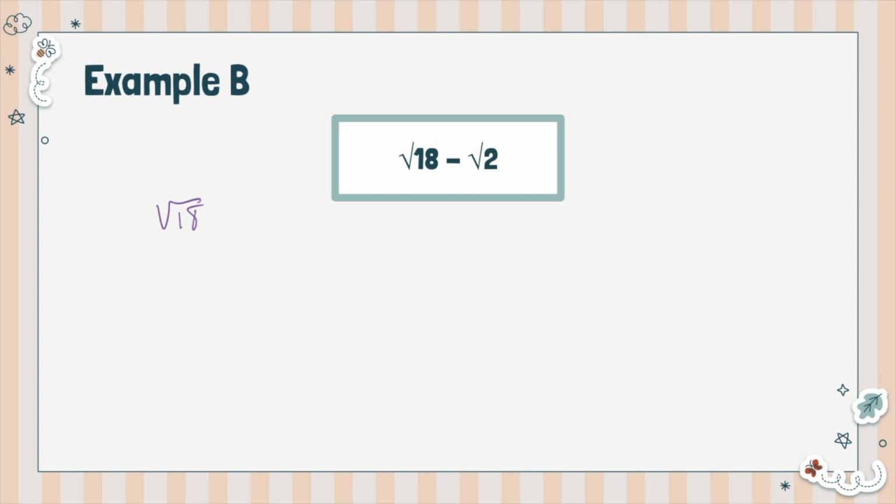So radical 18 can break down to 2 times 9, and then the 9 can be broken down to 3 times 3. So now I need to see, is there anything that I can pull out of this radical? I can pull out these 3's. So I end up with 3 radical 2 as simplification. Then we're going to bring down our minus sign and then bring down our radical 2. So now we can do subtraction because they have like terms.